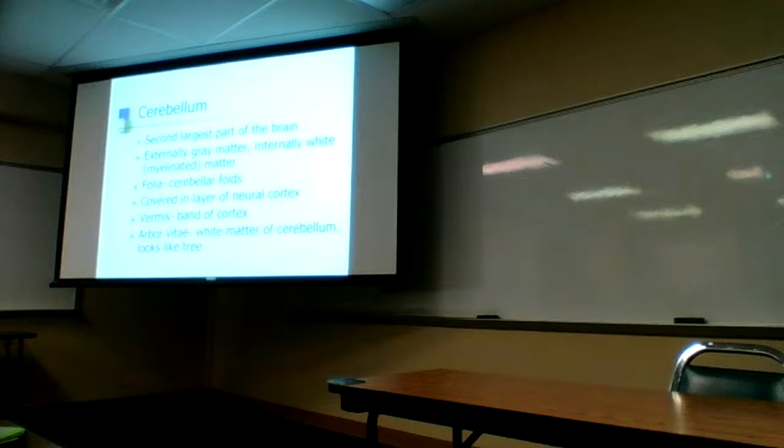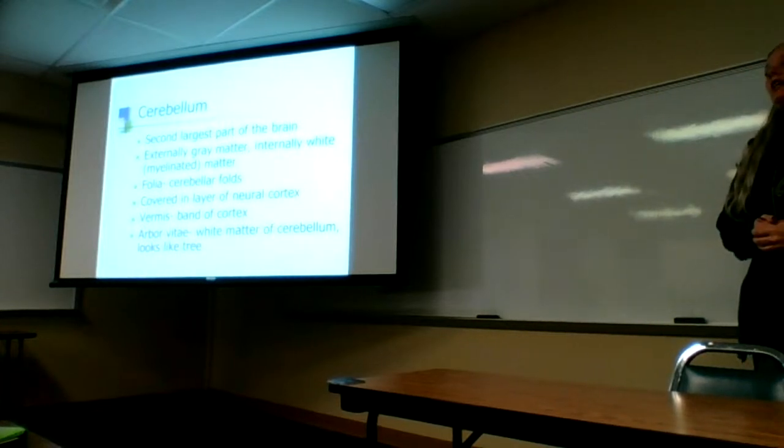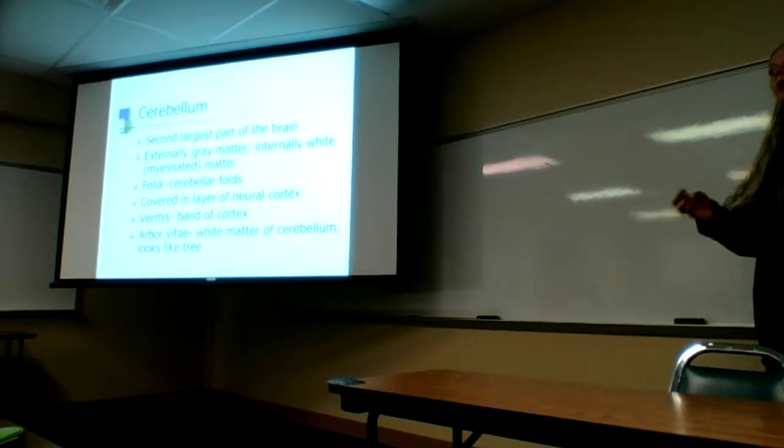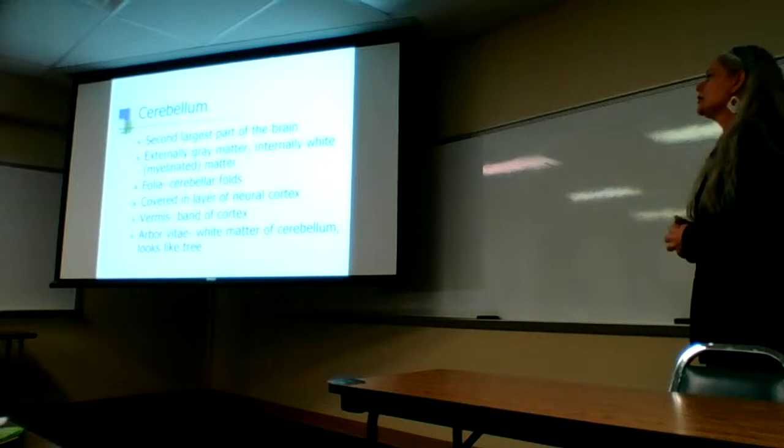All right, so we left off with our cerebellum. So our cerebellum is the second largest part of the brain. Externally, it's going to be gray matter. Internally, it's going to be white matter. So again, it's going to be myelinated on the inside.